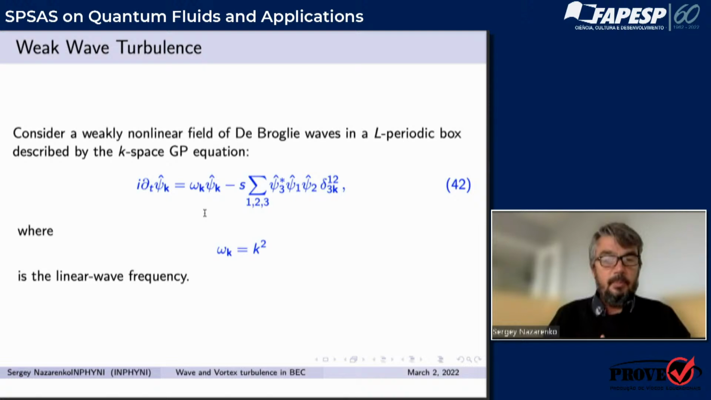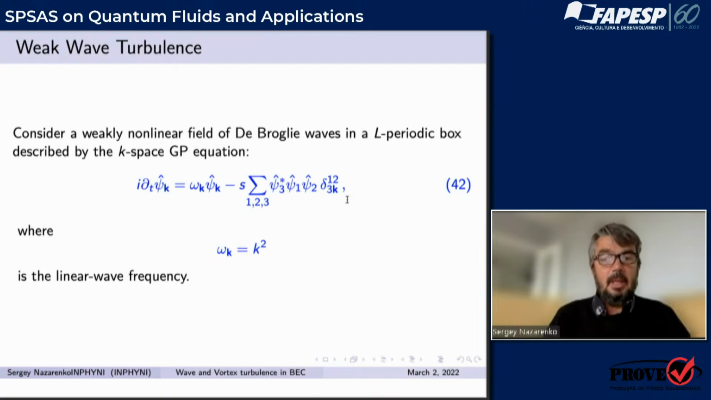In X, in the physical coordinate. And so the Gross-Pitaevskii equation becomes like this. So here's my time derivative term. The Laplacian term will become like this, where omega equals k squared. And the nonlinear term gives me this convolution term, this sum.